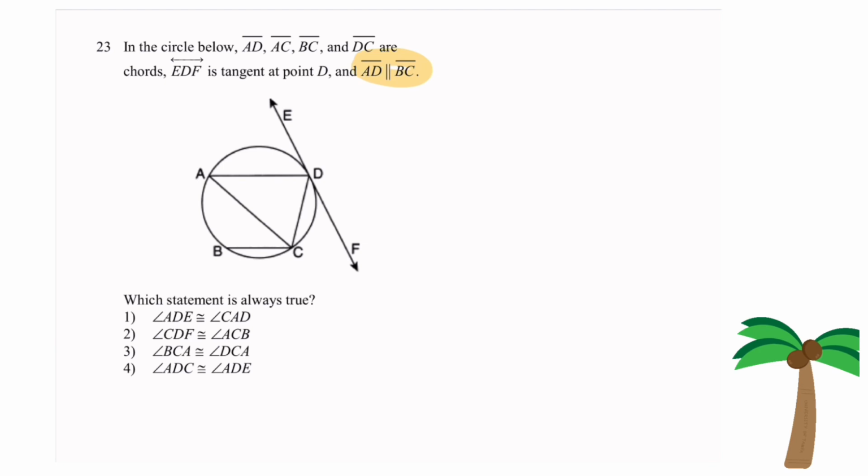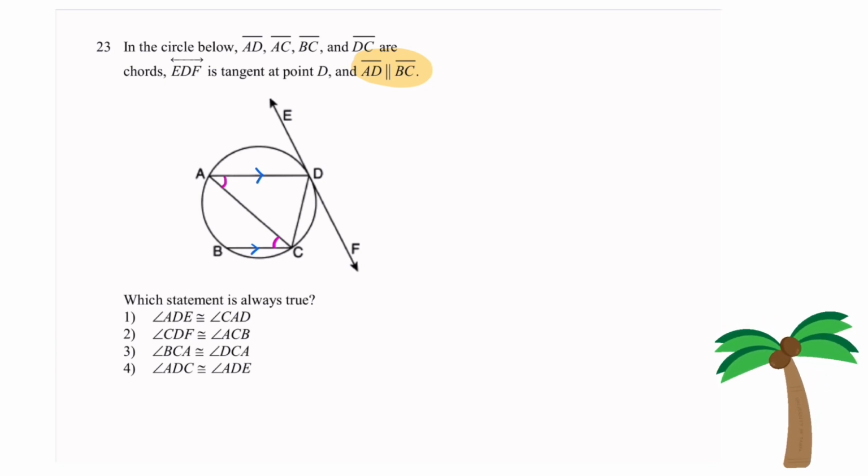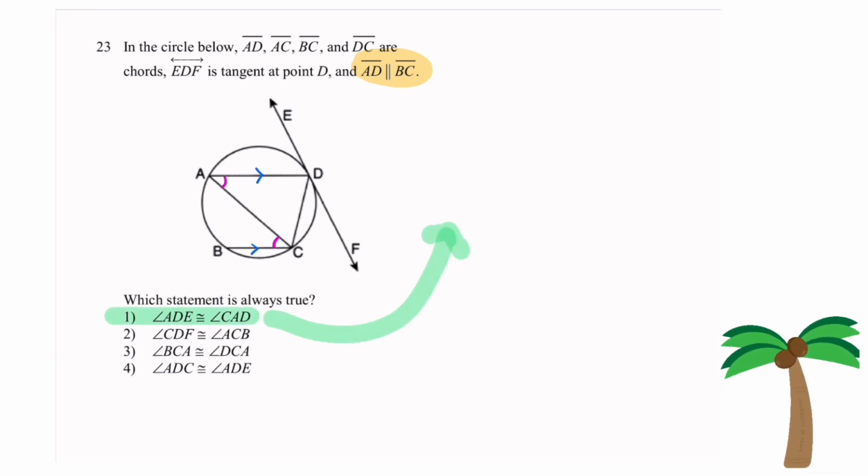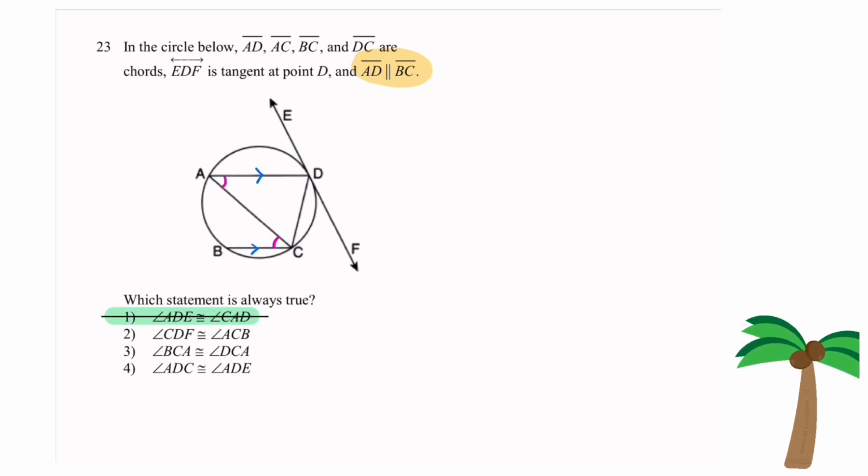Number 23 is a circle problem. AD is given to be parallel to BC, and we have a tangent line, EDF. The two chords being parallel gives us a pair of alternate interior angles that are congruent. At first glance, you might test out these four choices and see what they offer. So where's angle ADE? Well, it's right here with the double angles I'm marking, and that's being said to be congruent to this angle CAD. It doesn't appear that those two angles are congruent to each other, so we're going to mark that off our list here.